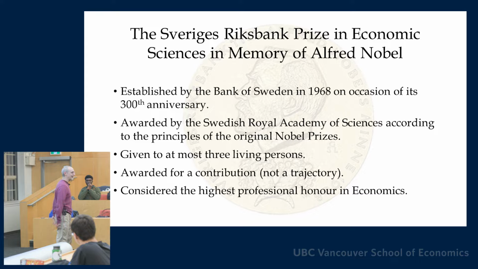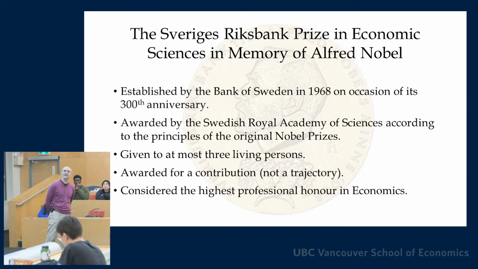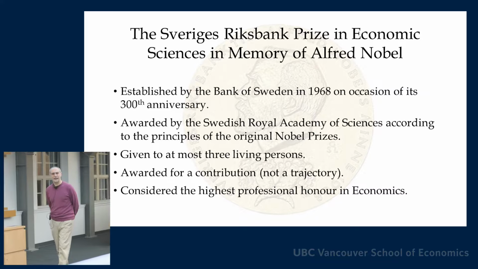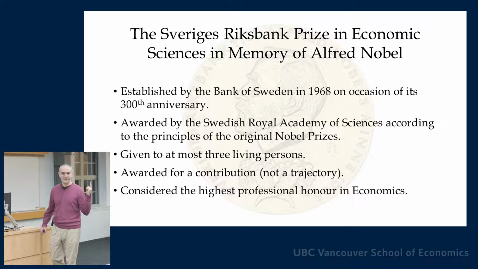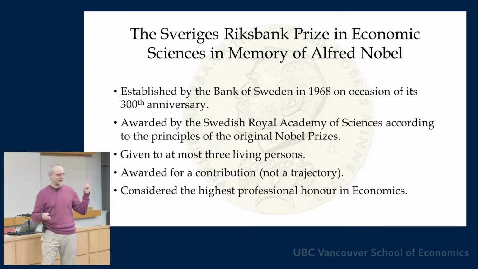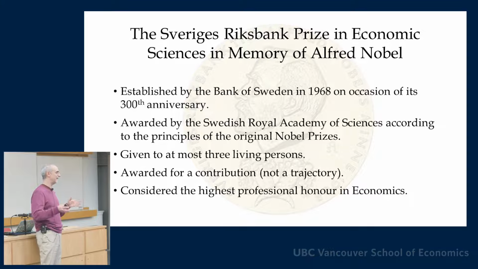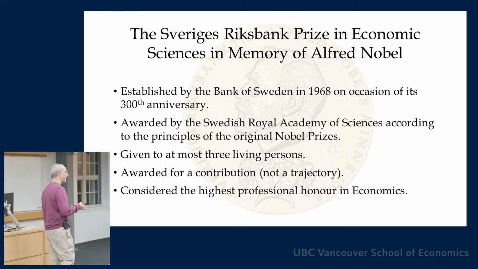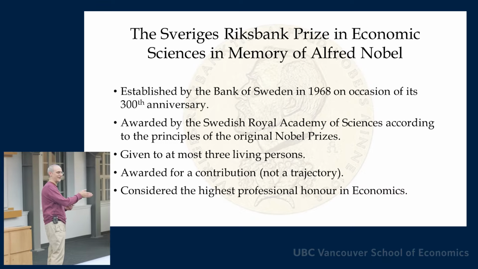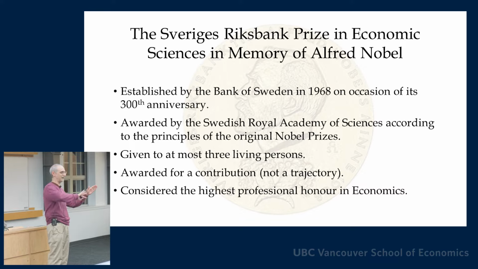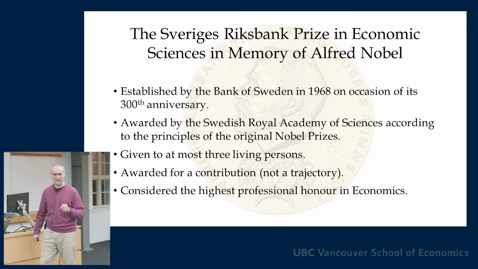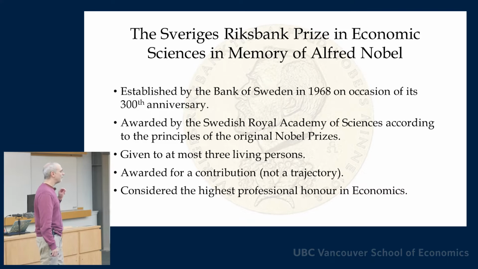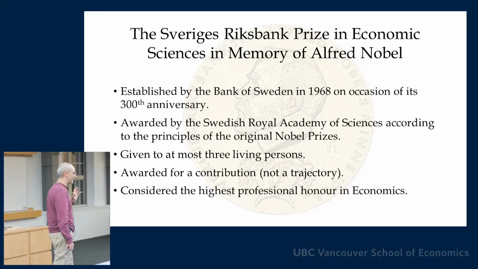So it's awarded by the Swedish Royal Academy of Sciences. It's given to at most 3 people per year, and it can be given to 1 person. It can be given to 2. If that's the case, it's usually split in half, either for 1 contribution or for 2 contributions. And if it's given to 3 people, it can be split 1/3, 1/3, 1/3, or it can be split 1/2 to 1 person and 1/2 to the other 2. Okay, and that's what happened this year. One half went to one person, the other half went to the other two. It is awarded for a contribution, not for a trajectory.